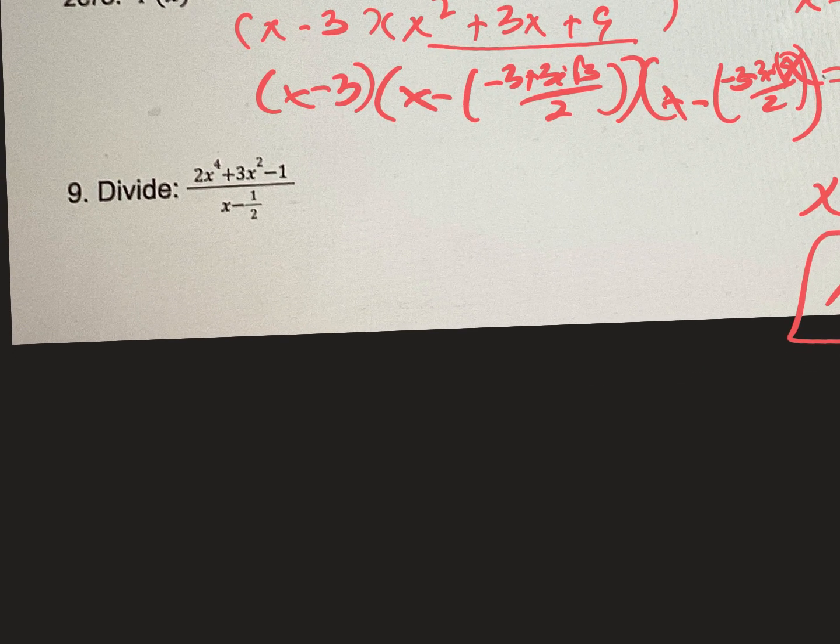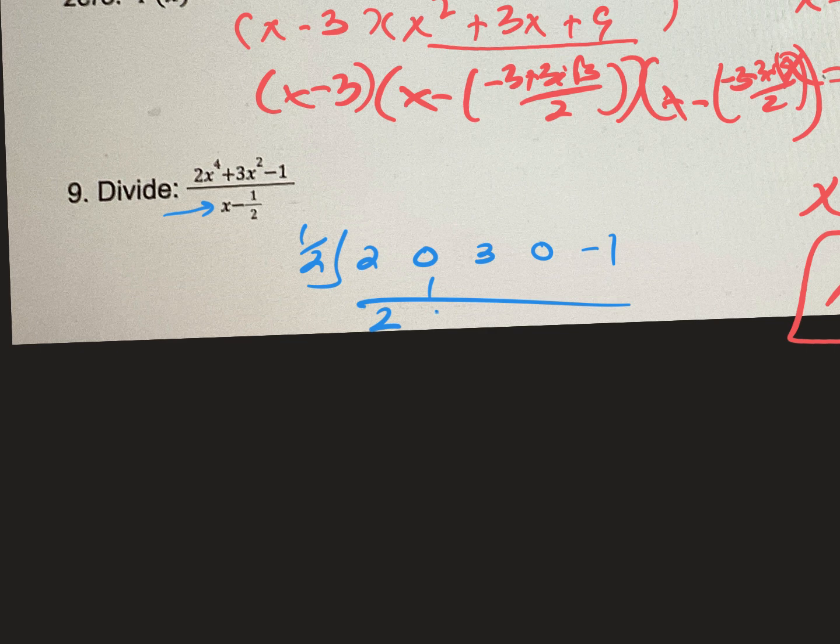Number 9, divide. The question becomes, can you do synthetic? The answer is, oh yeah, you can, because the bottom is a first degree binomial. 1/2 goes in the box. I got a 2, a 0, a 3, a 0, a negative 1. Don't forget those zeros. Bring down the 2.